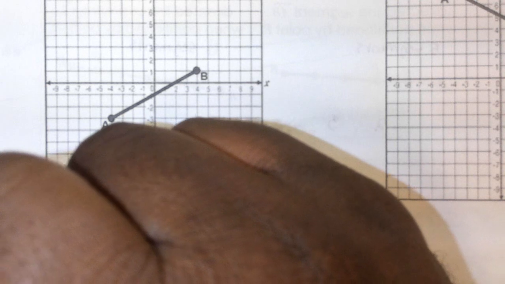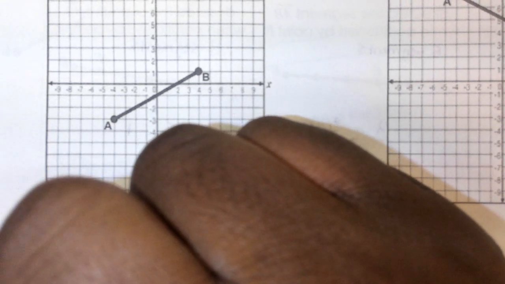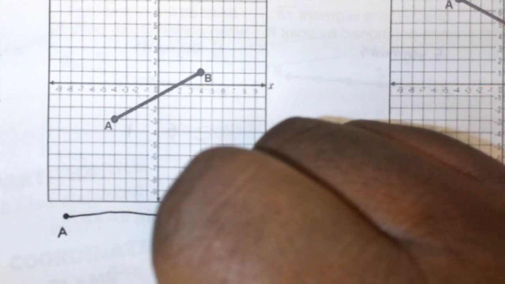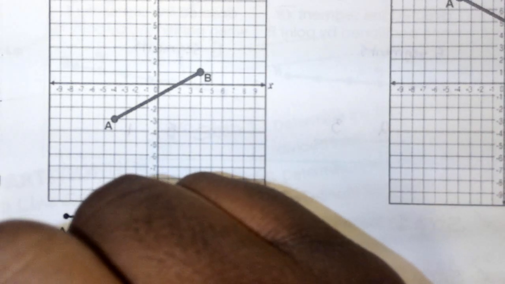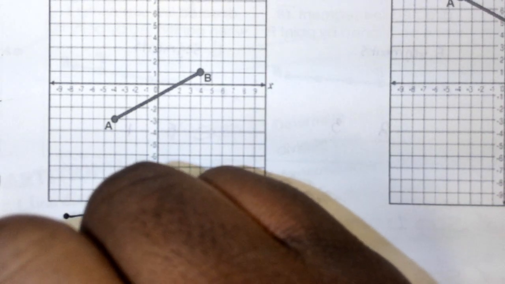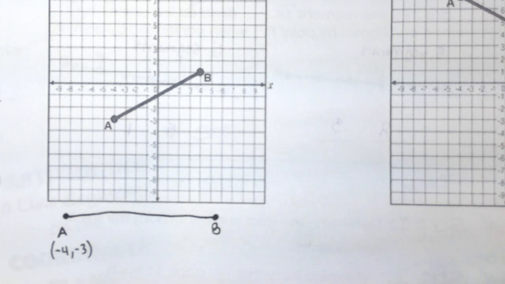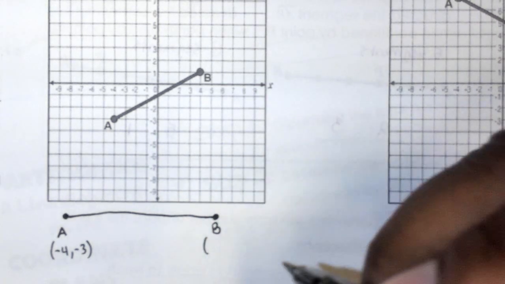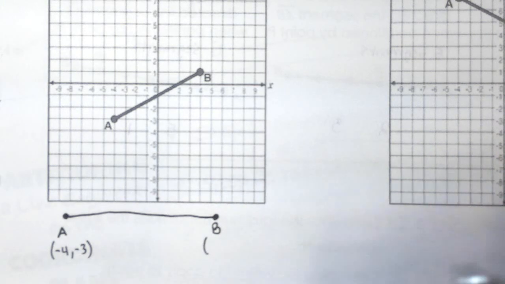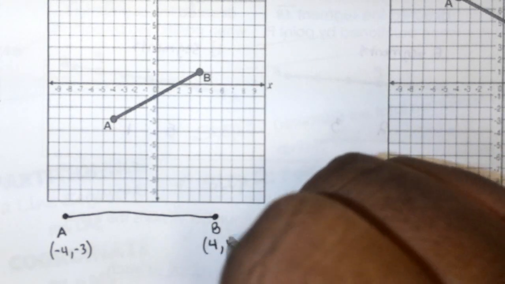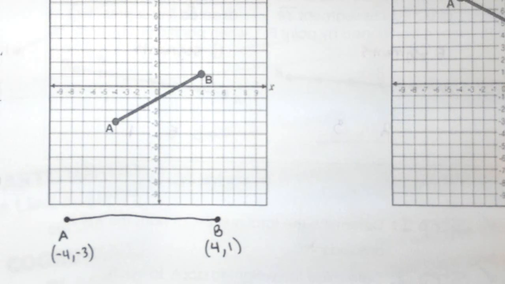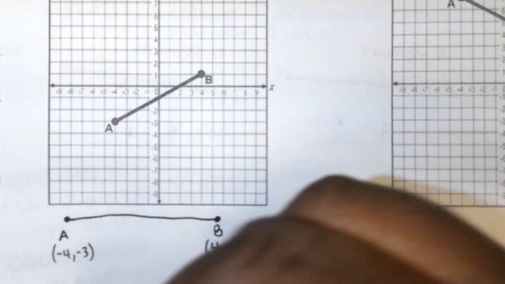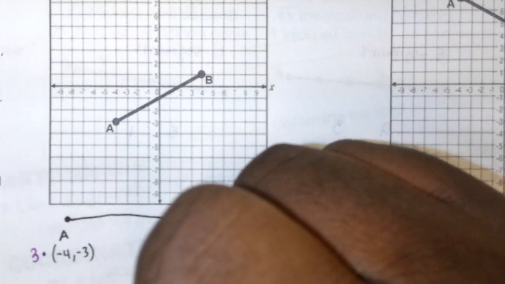Where's point A at? -4, -3. Point B. 4, 1. Alright. Next, we need to make sure we multiply by the right thing. Point A, what are we multiplying it by? 3. Point B, 1.